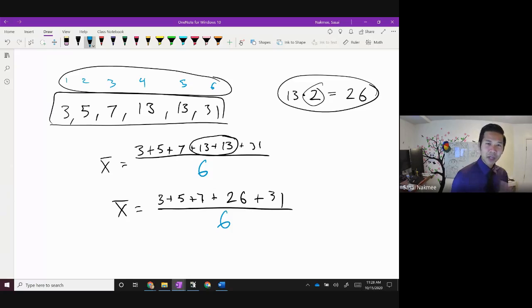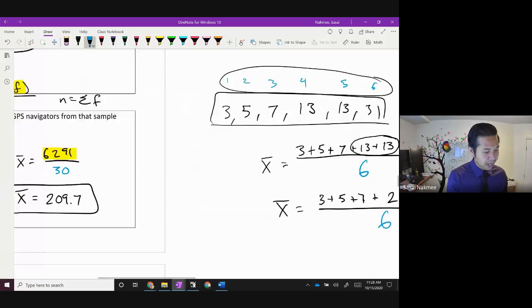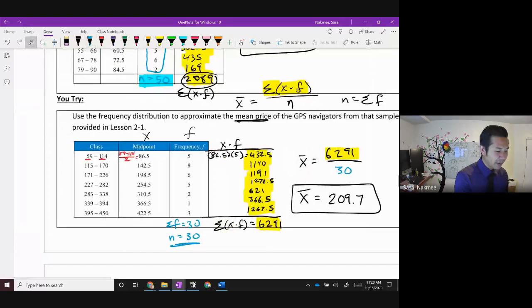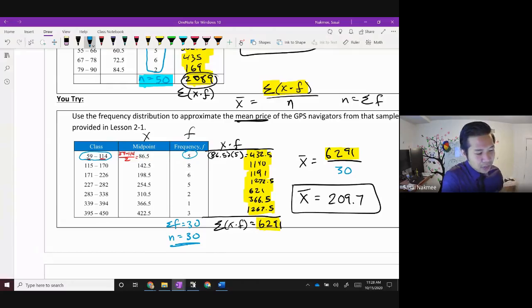So what we're doing is making a shortcut, pretty much, for numbers that repeat themselves or numbers that I don't know what they are. On this table, I have 5 numbers that are between 59 and 114. Just looking at this table, I have no possible way of knowing if I have 5 numbers that are 59, or 5 numbers that are 114, or 5 numbers anywhere between those values.